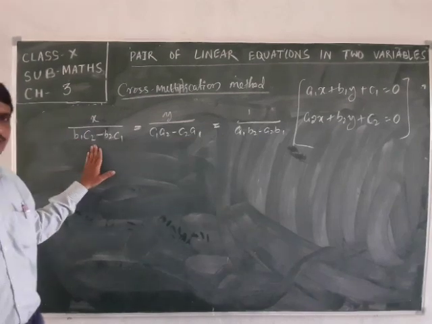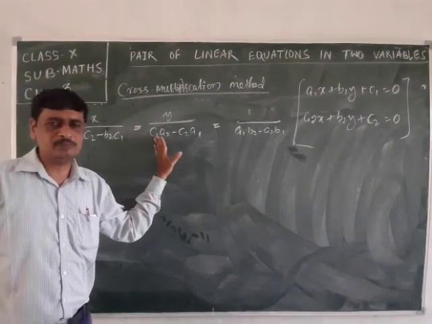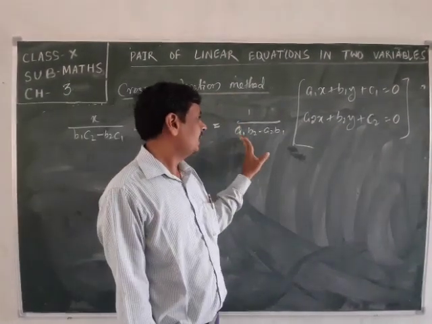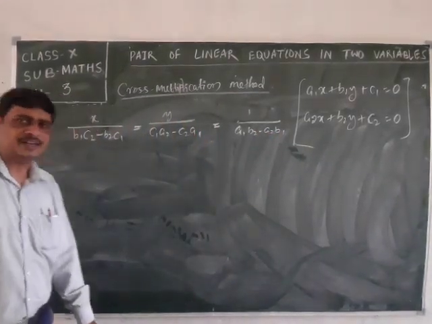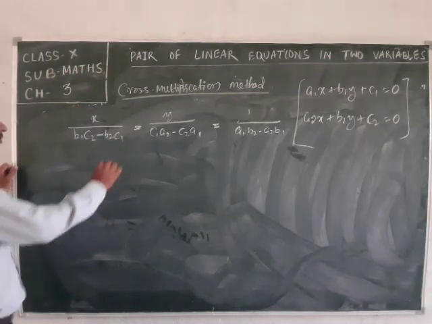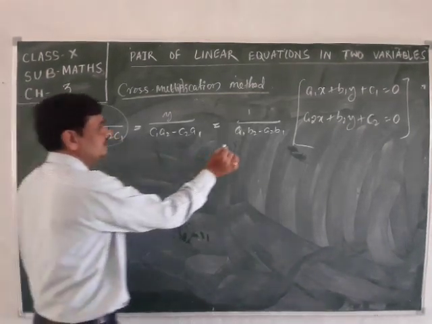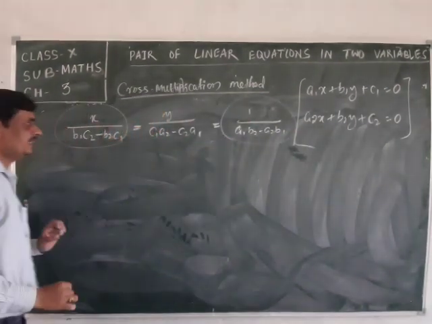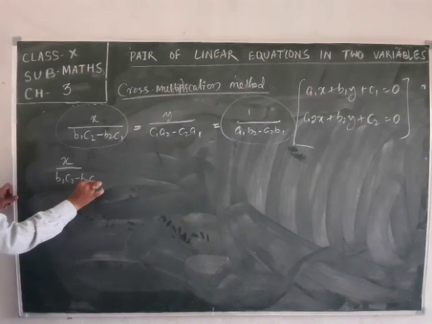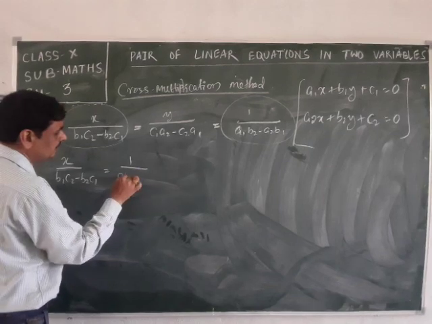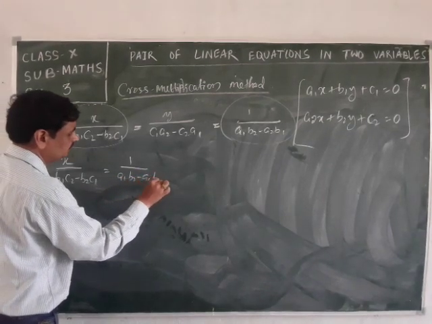x by b1 c2 minus b2 c1, y by c1 a2 minus c2 a1, and 1 by a1 b2 minus a2 b1. When we want to find the value of x, we have to compare this term and this term. Here, x by b1 c2 minus b2 c1 is equal to 1 by a1 b2 minus a2 b1.